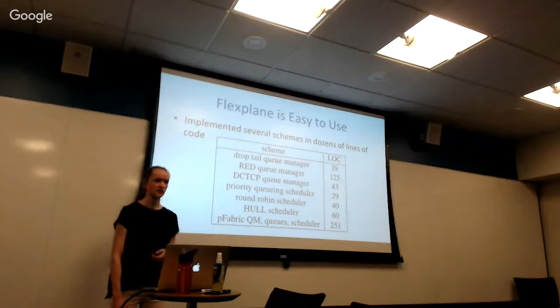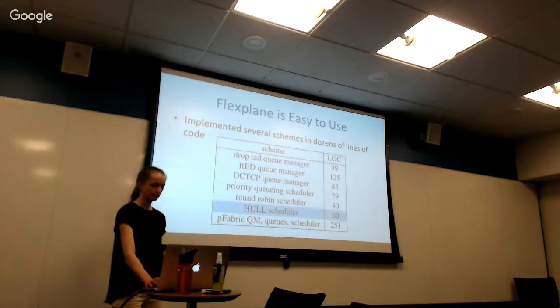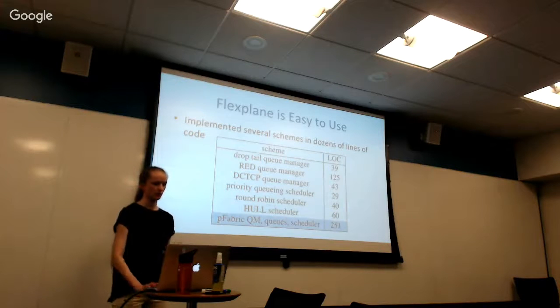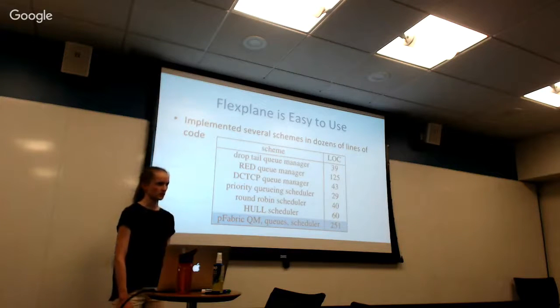We've implemented and experimented with several different resource management schemes in Flexplane. We found that most schemes required only a few dozen lines of code to implement using the Flexplane APIs. For example, we implemented HULL in 60 lines of code. pFabric required significantly more code than the other schemes because it does not maintain packets in FIFO order between the NQ and DQ stages. So 170 lines of code were used to implement custom queuing.